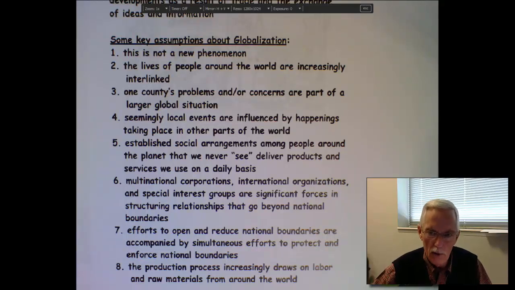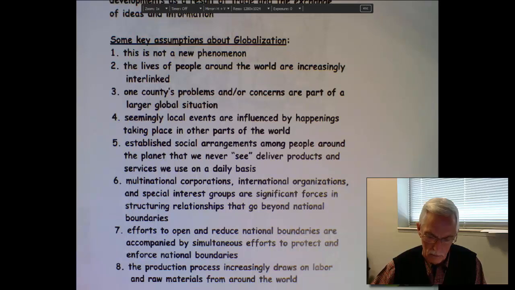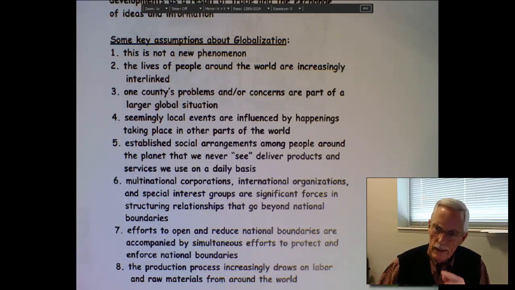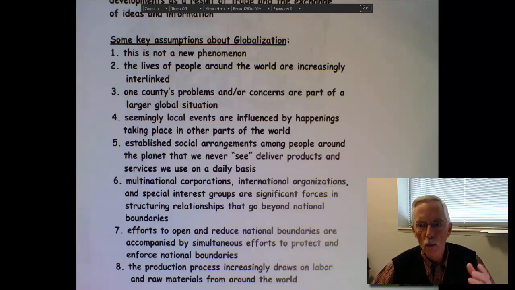It's strongly committed to the idea of a free market. Or for that matter, look at the impact of Facebook, the internet, and Mickey D's or McDonald's. In addition, it is interesting that efforts to open and reduce national boundaries or borders are often accompanied simultaneously by efforts to protect those same borders or boundaries.